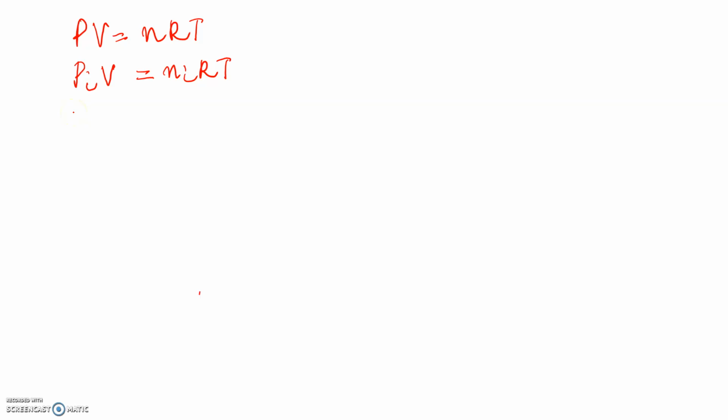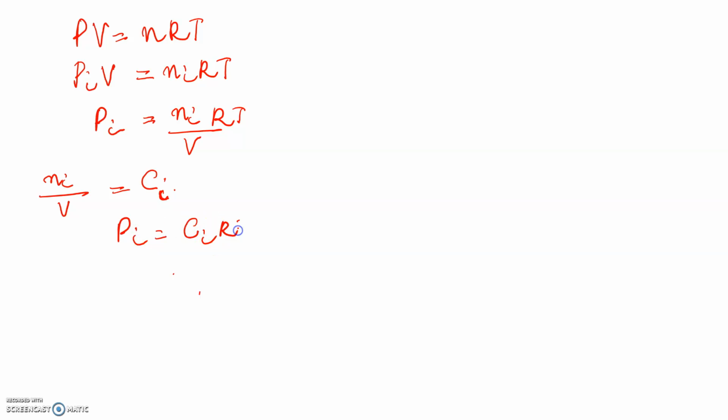PiV is equal to NiRT. From this, what is Pi? Pi is equal to Ni by V times RT. What is Ni by V? Ni is the number of moles divided by volume. Number of moles divided by volume is the concentration. It denotes the concentration of the ith component. Therefore, Pi is Ci into RT.